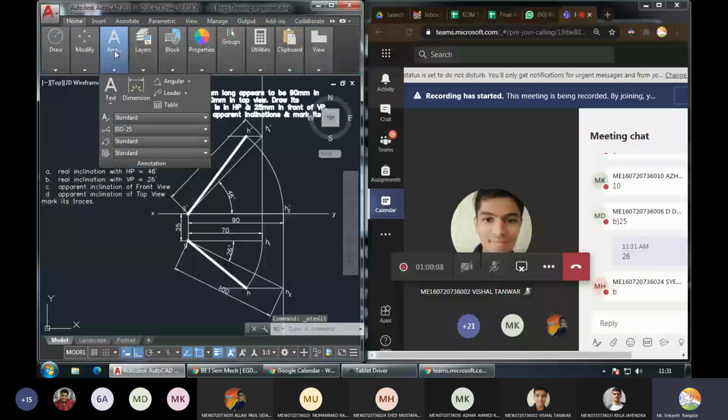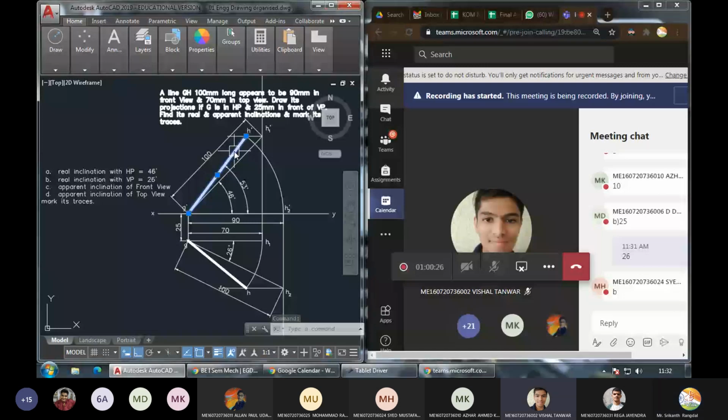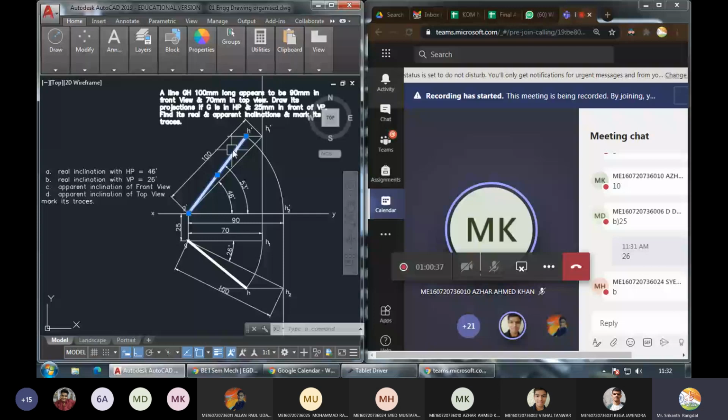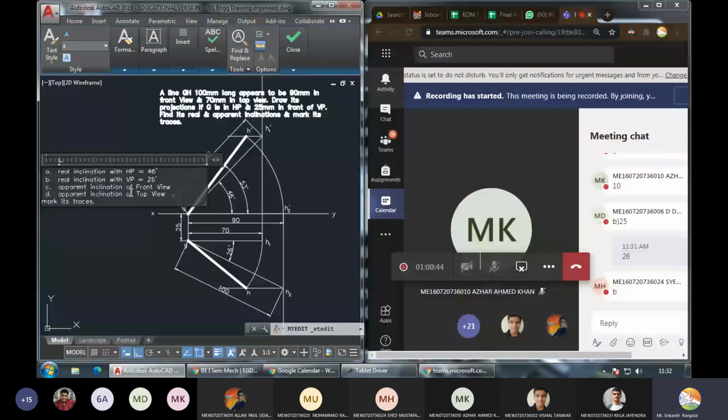So what is this angle? What is this line? Apparent means, this is the given final line. Apparent inclination of front view. Final front view, sir. Yeah, here the biggest clue I have left it for you. Inclination, apparent inclination of the front view. Okay. So this is 53 degrees.